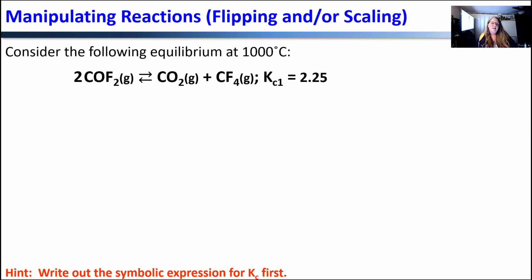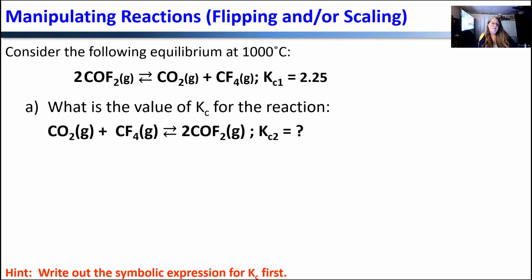All right, so now let's take a look at this one. This is going to be my primary equation, and I'm going to do a few things with it to see how that is going to change the equilibrium. The first one out, well, let's just go ahead and write our equilibrium expressions for everything. So I'm going to have Kc1 equals, let's see, the concentration of CO2 times CF4, not CO4. That would be weird. And then divided by COF2 squared.